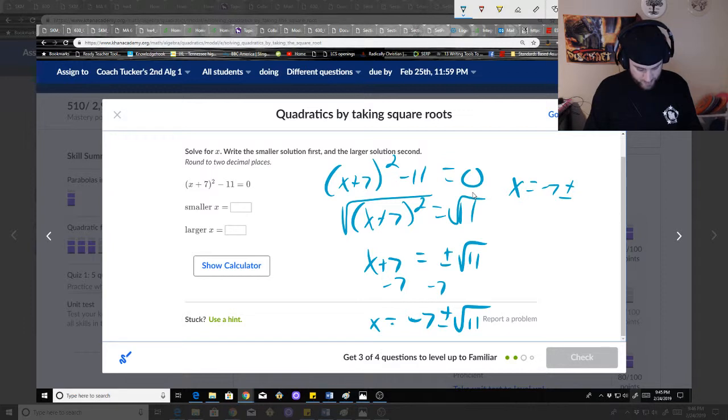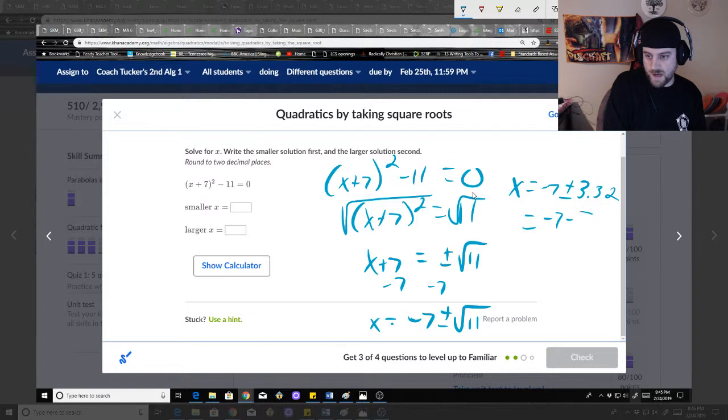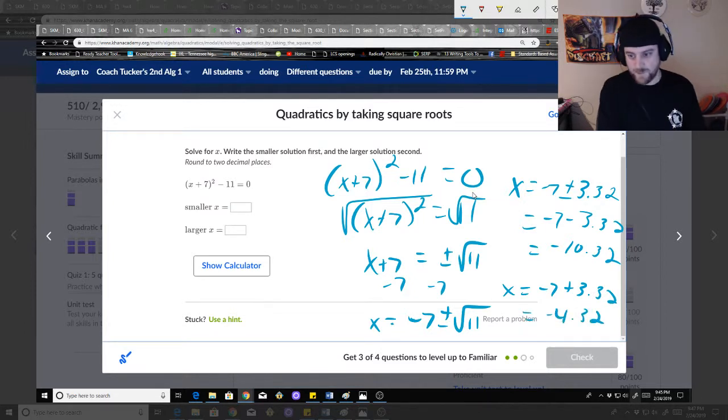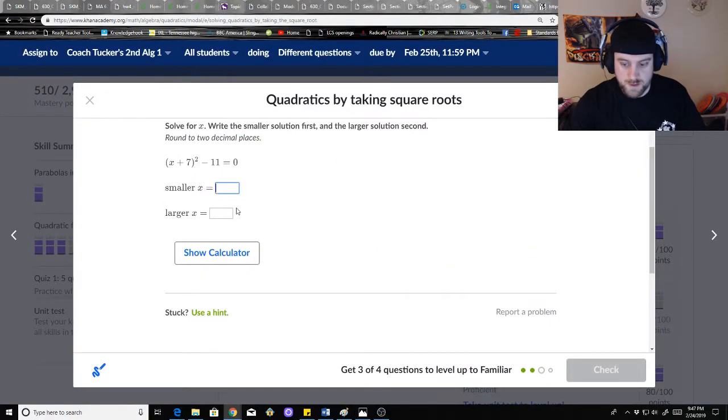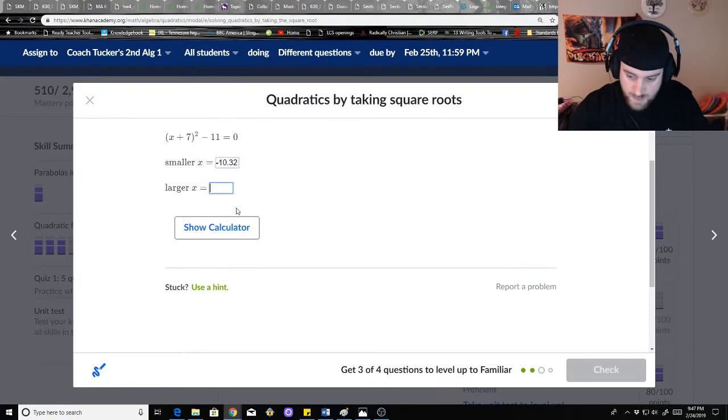And I almost messed up there. 3.32 is what it looks like. So if we do negative 7 minus 3.32, that's equal to negative 10.32. If we do x equals negative 7 plus 3.32, that is equal to negative 4.32. So there's our two answers, negative 10.32 and negative 4.32. So we'll type those in.